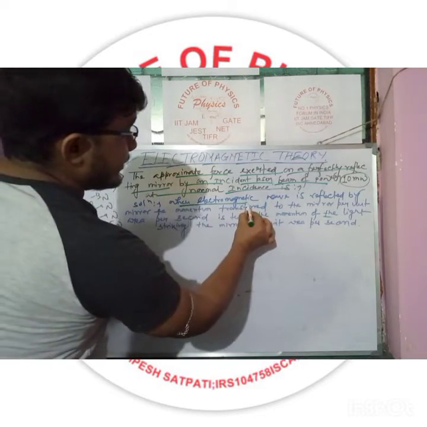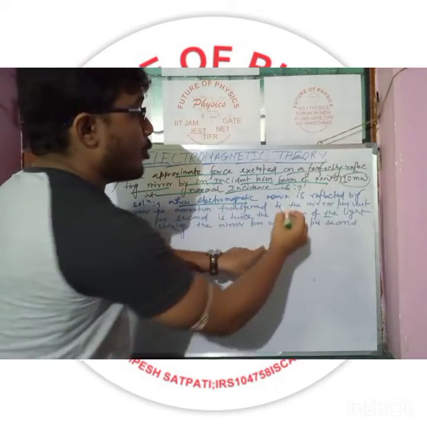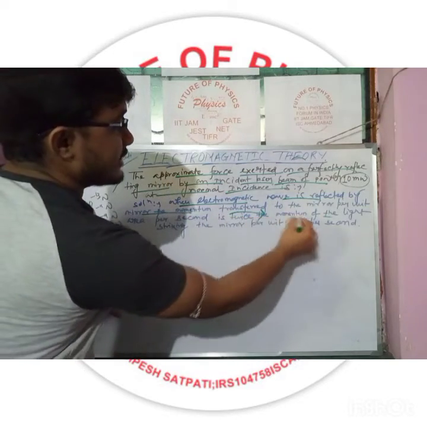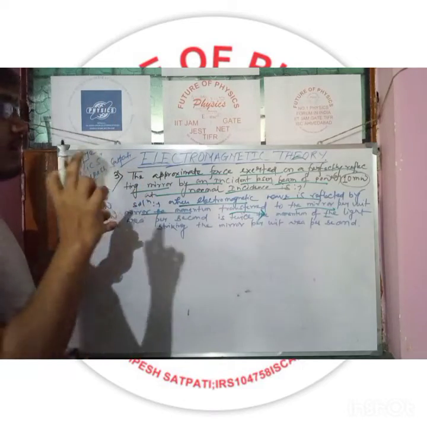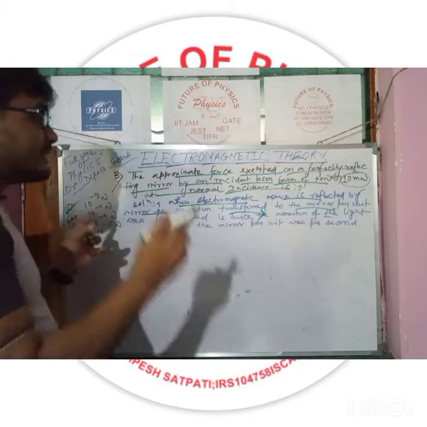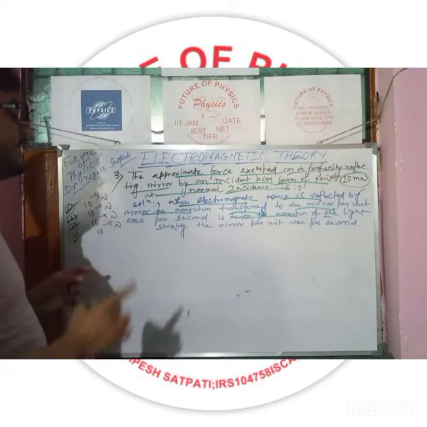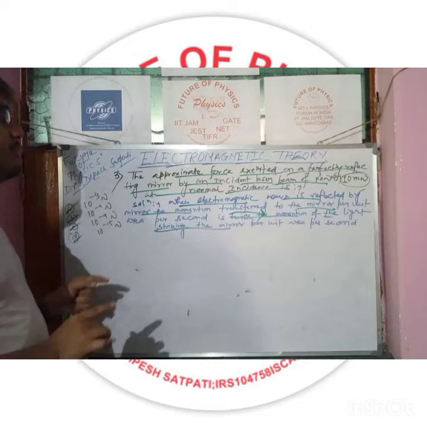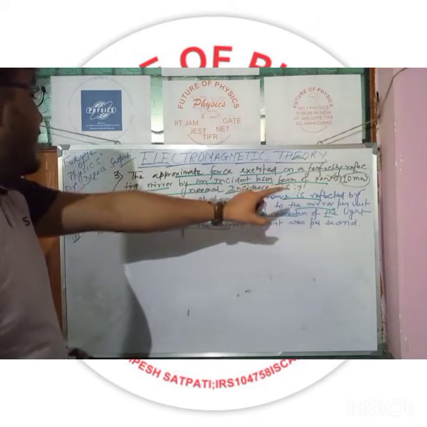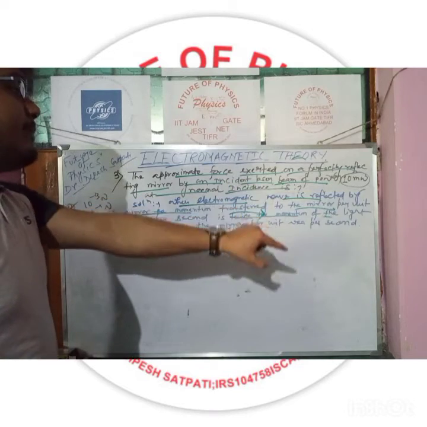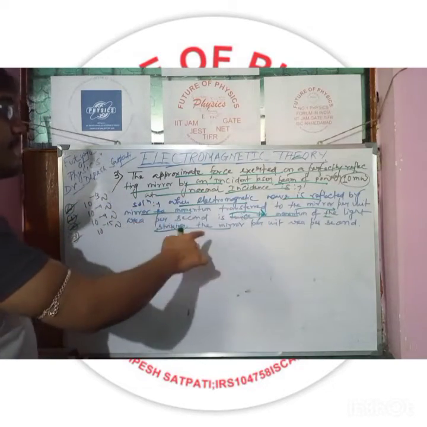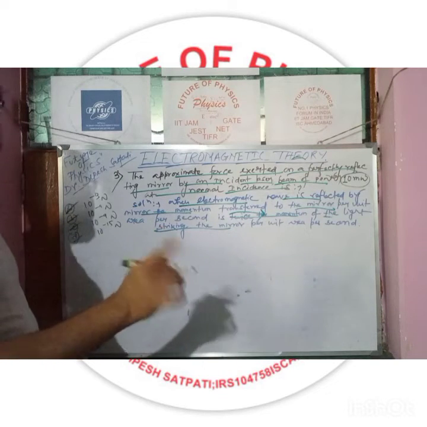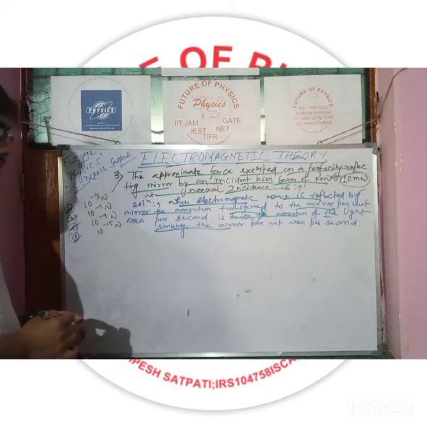Solution: when an electromagnetic wave is reflected by a mirror, the momentum transferred to the mirror per unit area per second is twice the momentum of the light striking the mirror per unit area per second.